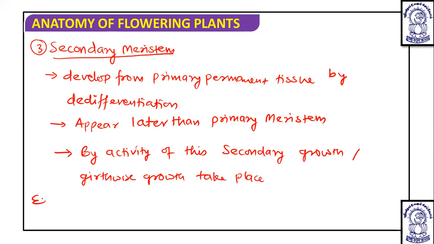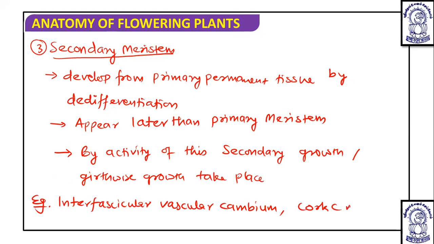And if we talk about examples of this secondary meristem, then it is interfascicular vascular cambium and cork cambium. Okay, these are particularly. So what is differentiation, de-differentiation, and redifferentiation that we need to discuss? Then it will be so.